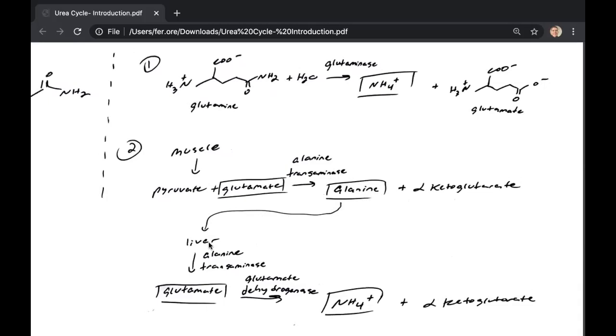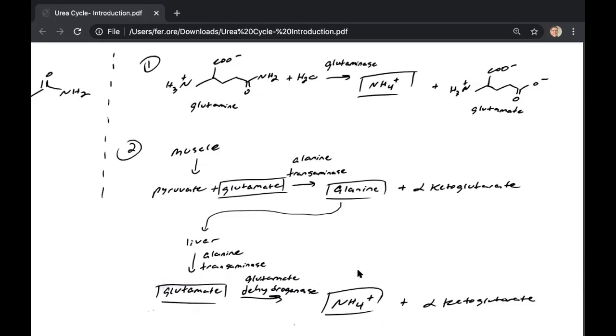And in the liver, it's going to be acted upon again by alanine transaminase to again spit back out glutamate. And now glutamate is going to be acted upon by this enzyme, glutamate dehydrogenase, to finally liberate our ammonia and deposit it into the liver.